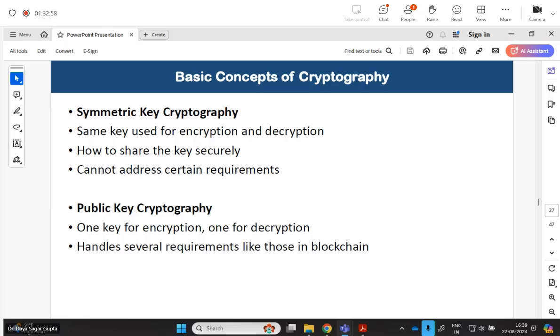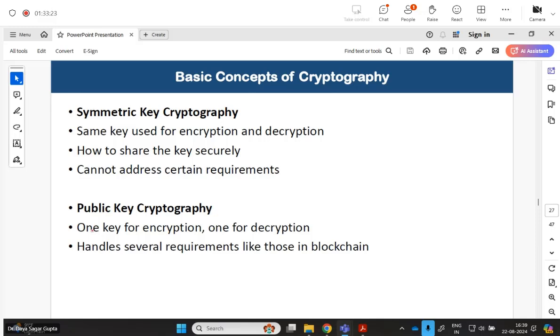So this is the problem with symmetric cryptography, and it is not going to address some requirements. For example, it cannot authenticate anything. It can, but you need to do a lot of work for doing authentication.